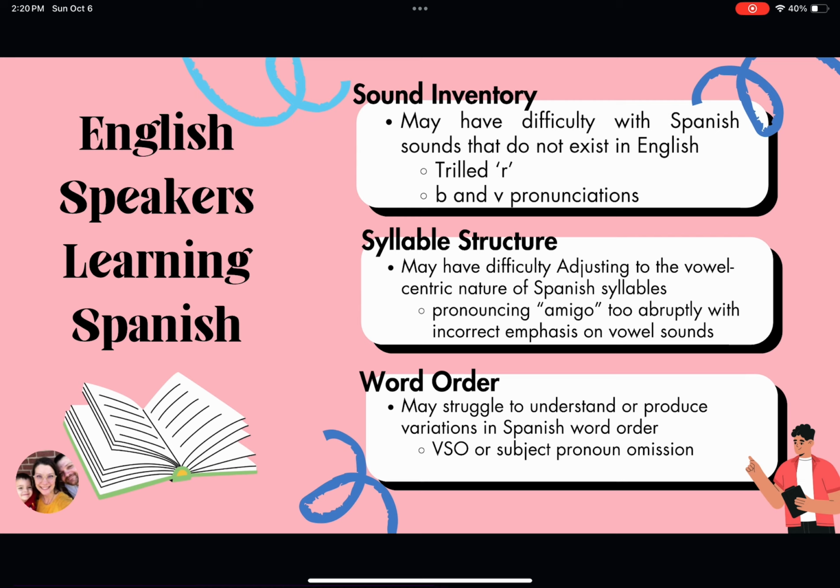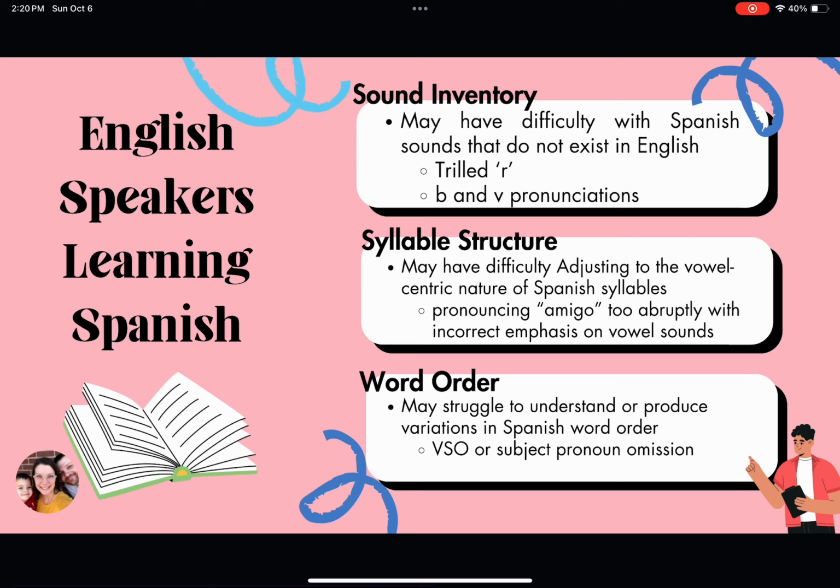Additionally, pronouncing the Spanish B and V, which can sound quite similar, may be confusing for English speakers learning Spanish. English speakers may not fully adjust to the vowel-centric nature of Spanish syllables, leading to more clipped pronunciation. For example, amigo might be pronounced too abruptly with less emphasis on the fluid vowel sounds.